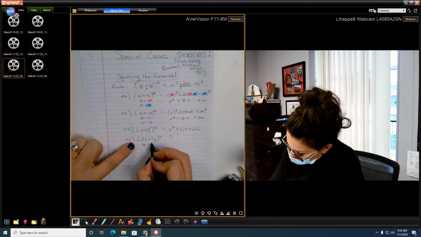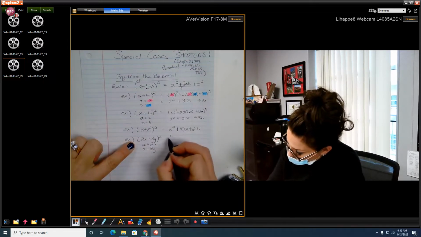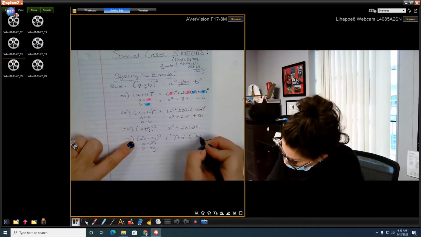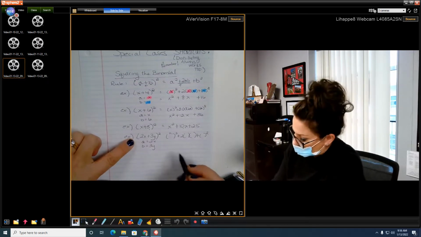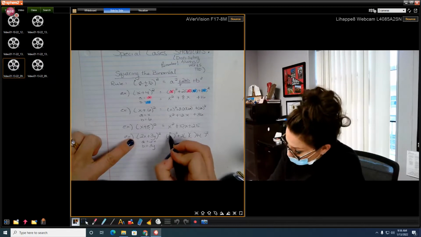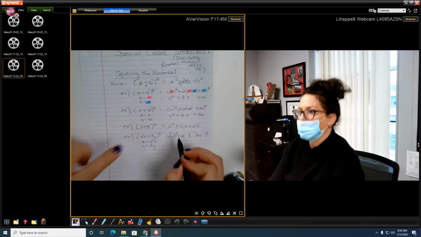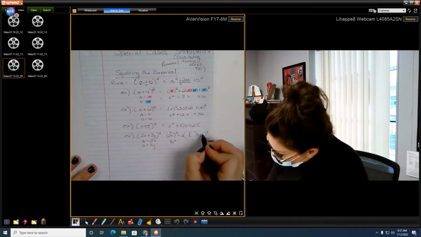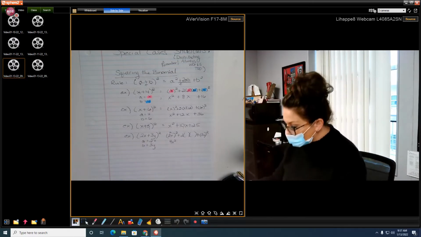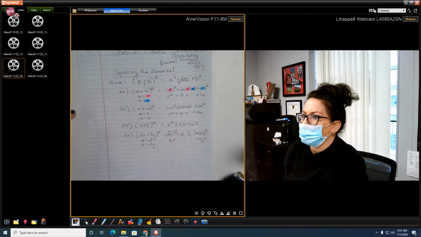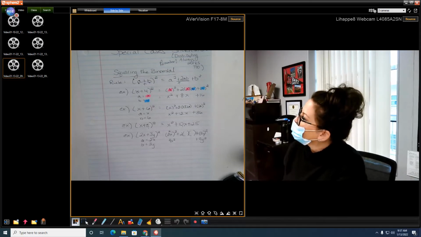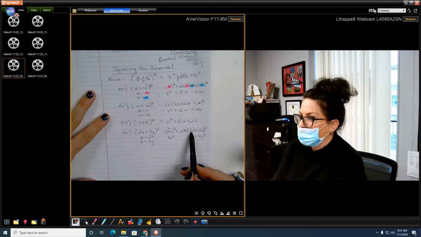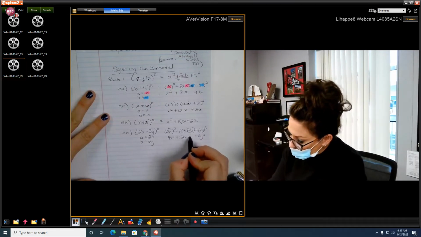What's in the A spot? 2x. What's in the B spot? 3y. So when you plug in, this is actually in parentheses. And so it goes back to some exponent rules that you need to follow. When I plug in that 2x, what's 2x raised to the second? It means 2x times 2x, which is 4x squared. And when I plug in the 3y, 3y squared is 3y times 3y, which is 9y squared. And in the middle, 2x times 3y is 6xy, and then double it, 12xy.